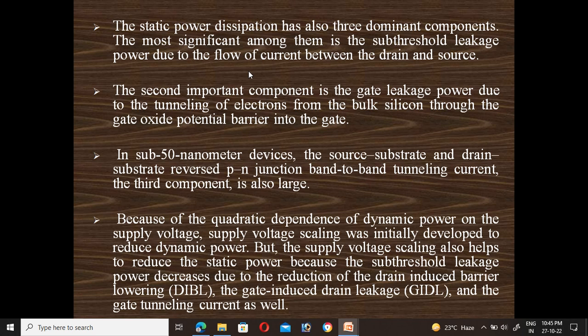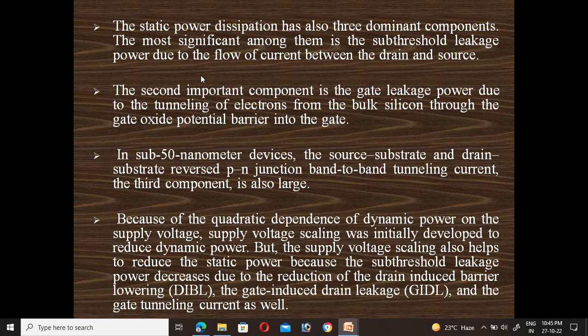We know that sub-threshold leakage current exists whenever the gate-to-source voltage is less than the threshold voltage of the corresponding MOS transistor. At that time, there is some possibility of current moving from source to drain, and that leads to sub-threshold leakage current.